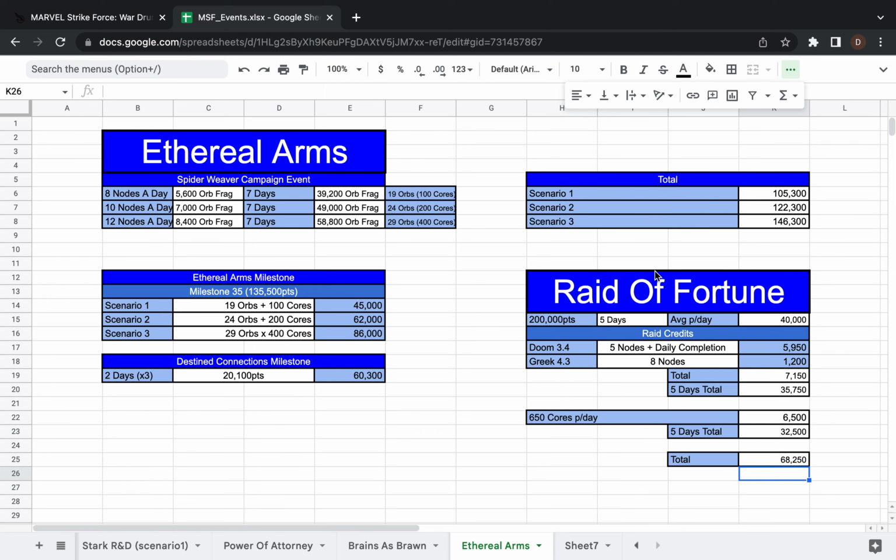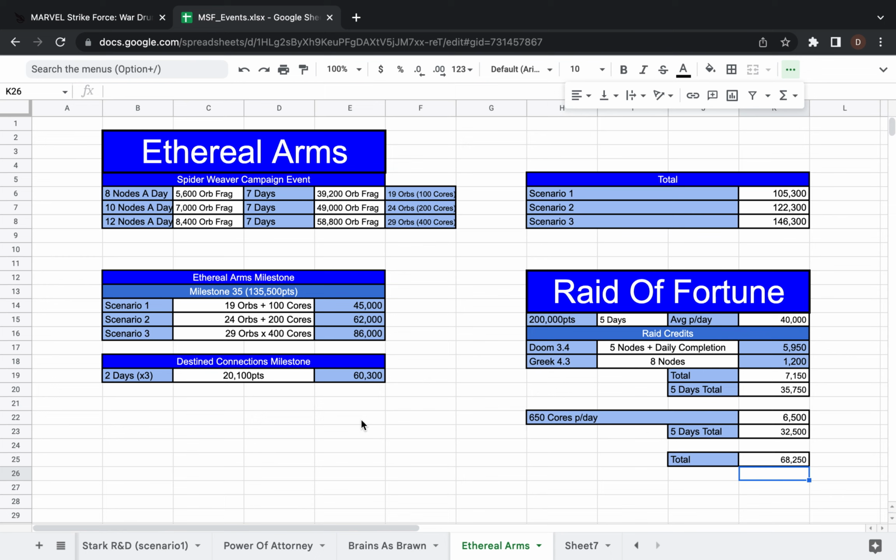So in grand total, scenario 1, 2, and 3. Scenario 1 is going to give you 105,000. That does not give you enough to hit the milestone 35, which gives you the last special item for the monthly event. Scenario 2 does not get you past that milestone. Scenario 3 does. So you're looking to spend about 400 cores a day, completing 12 of those nodes. Obviously, you could fall a little bit short because maybe you can even do 300 cores. I didn't really do the math for that. I would probably just stick with the coring for doing 12 nodes a day.